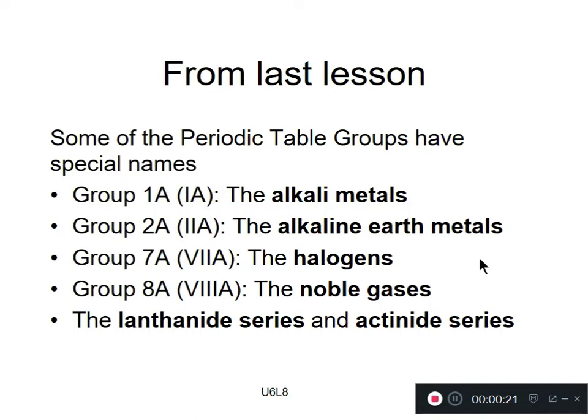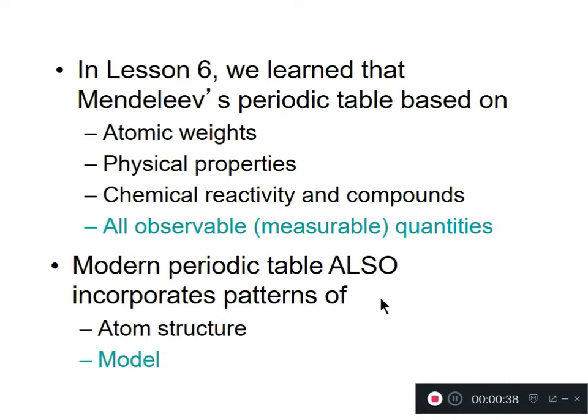Just a reminder that the periodic table groups have some special names. We talked about group 1A as the alkali metals, 2A as the alkaline earth metals, 7A as the halogens, 8A as the noble gases, and then we have the lanthanide and the actinide series, which are periods at the bottom of the table. Also remember that we had finished up in class talking about Mendeleev's periodic table in lesson 6.